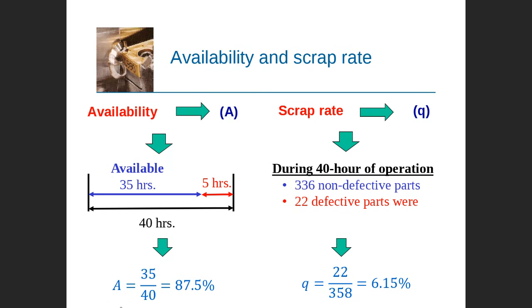We denote availability as A. The character A means availability. Availability equals 35 divided by 40, which means availability is 87.5%. Did you get it? Right. This is the availability, the first item or first part.